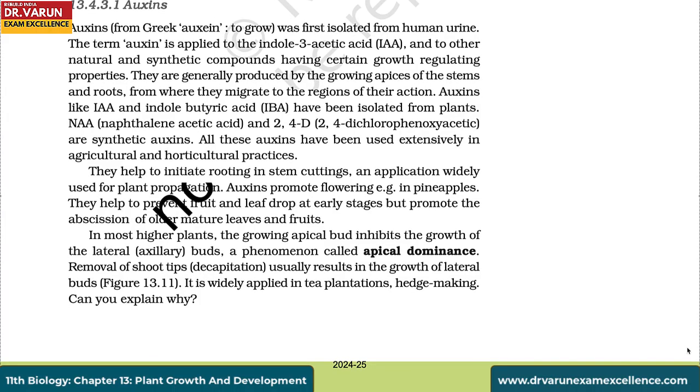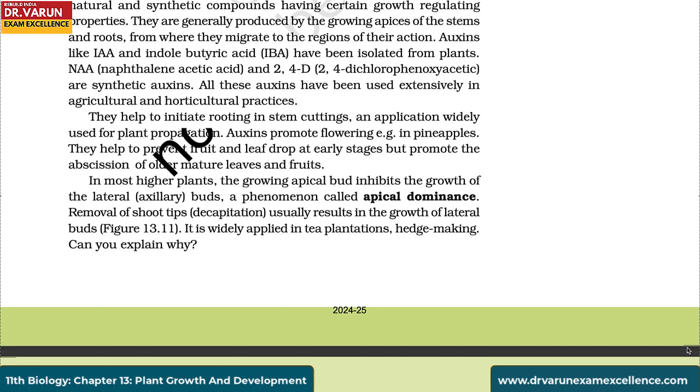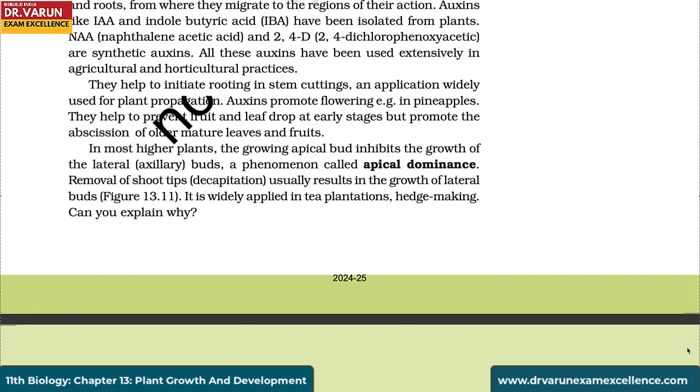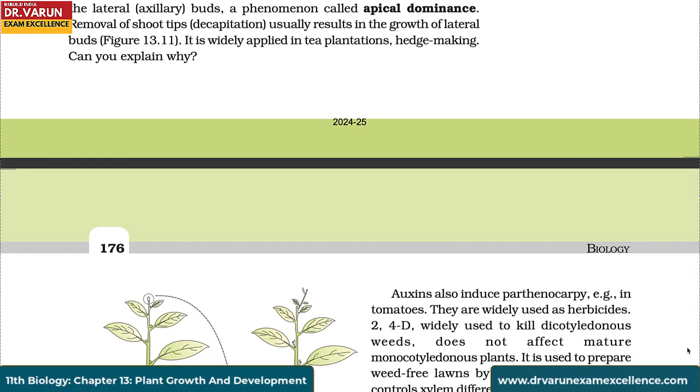They help to prevent fruit and leaf drop at early stages but promote the abscission of older, mature leaves and fruits. In most higher plants, the growing apical bud inhibits the growth of the lateral or axillary buds, a phenomenon called apical dominance. Removal of shoot tips, that is decapitation, usually results in the growth of lateral buds. It is widely applied in tea plantations and hedge making. Can you explain why?